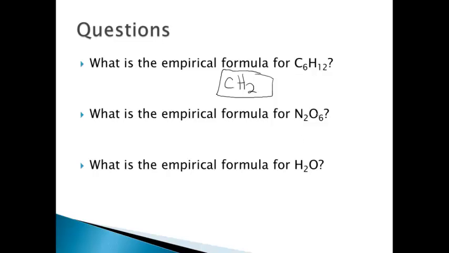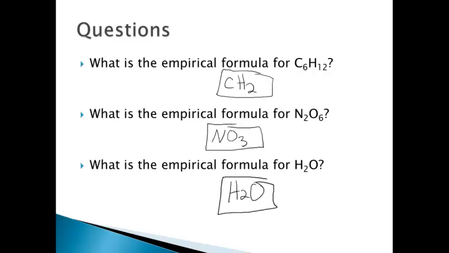Let's look at another one, N2O6. These both can be divided by 2. And when I do that, the empirical formula turns out to be N1O3. So this is the empirical formula for N2O6. It's just reduced. Let's look at H2O, water. This is the molecular formula. The ratio here is 2 to 1, and it can't be reduced anymore. So the empirical formula is also H2O. If it can't be reduced anymore, the empirical and molecular formulas can be the same thing. So this is empirical formulas.